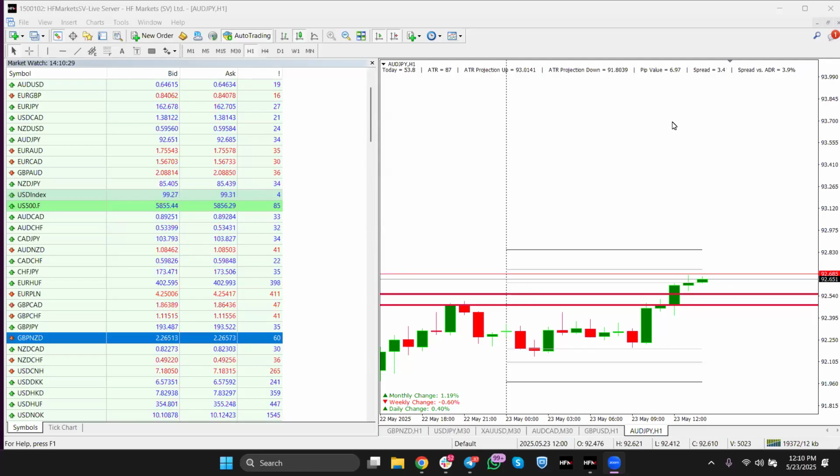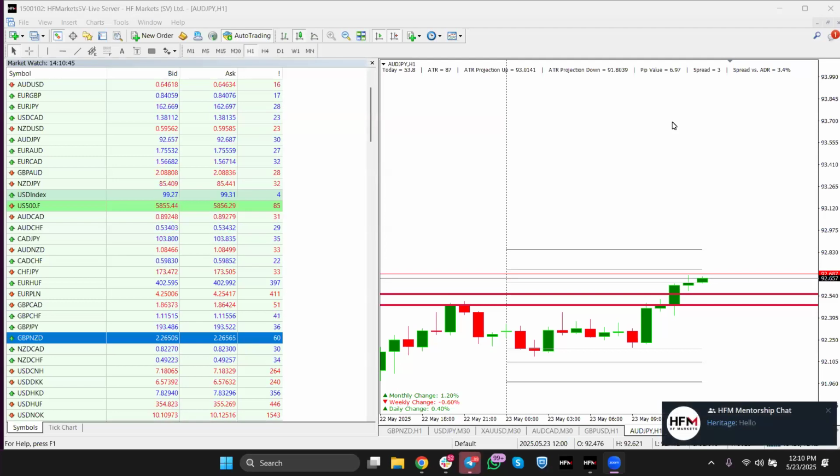We're going to be talking about correlations. We're going to be talking about positive correlations, negative correlations, and a lot of factors that absolutely determine what happens to some of those assets in the market.